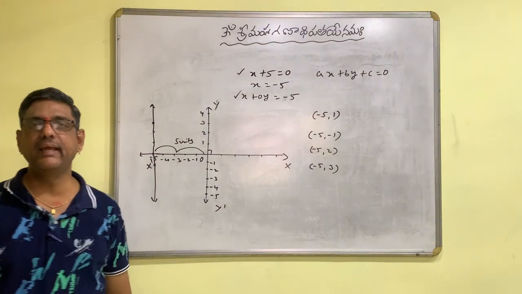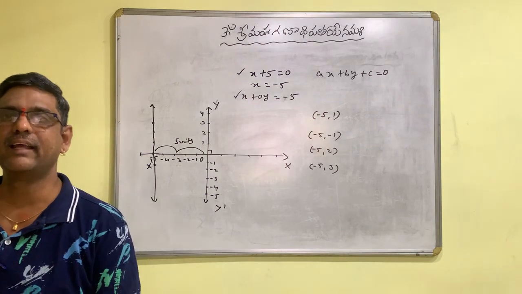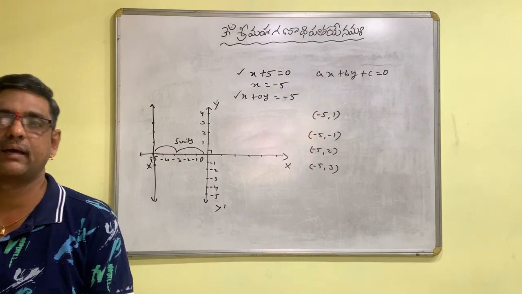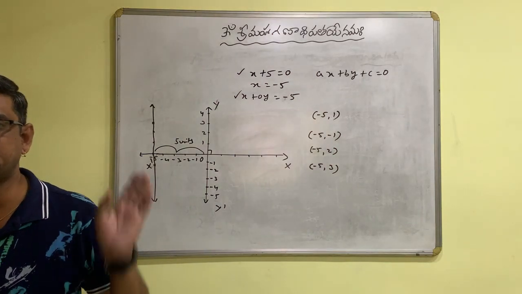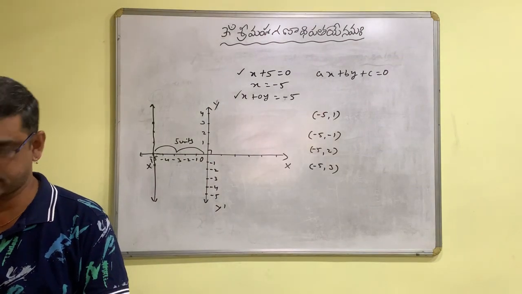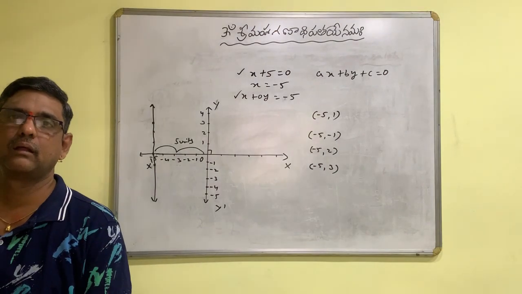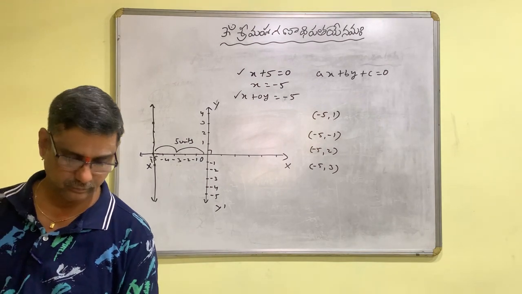Interestingly, a linear equation in one variable is also a straight line. Linear equation in two variables is a straight line, and a linear equation in one variable is also a straight line. But in this particular example, the straight line is parallel to y-axis. Okay?